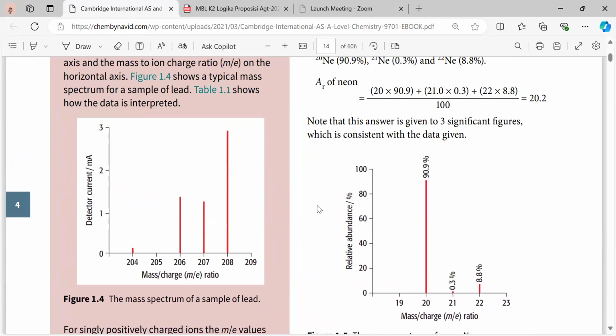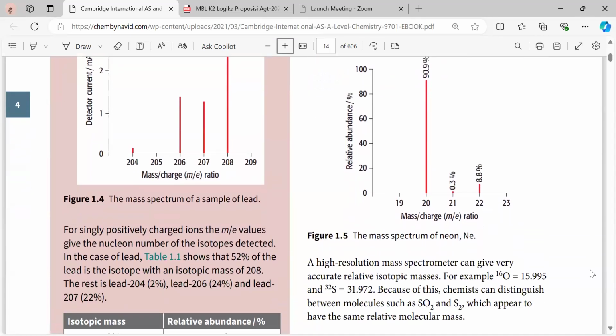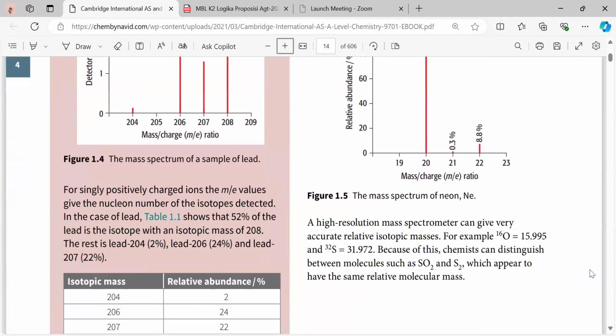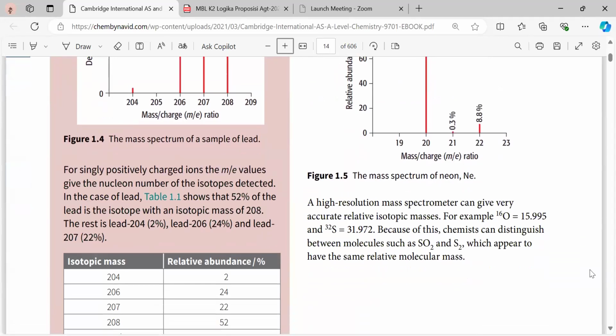So this is the data right here. You can see this. So that will be the mass spectrum of neon. So high-resolution mass spectrometer can give very accurate relative isotopic masses. For example, oxygen-16 right here. Oxygen, this would be the proton, which is 15.995.